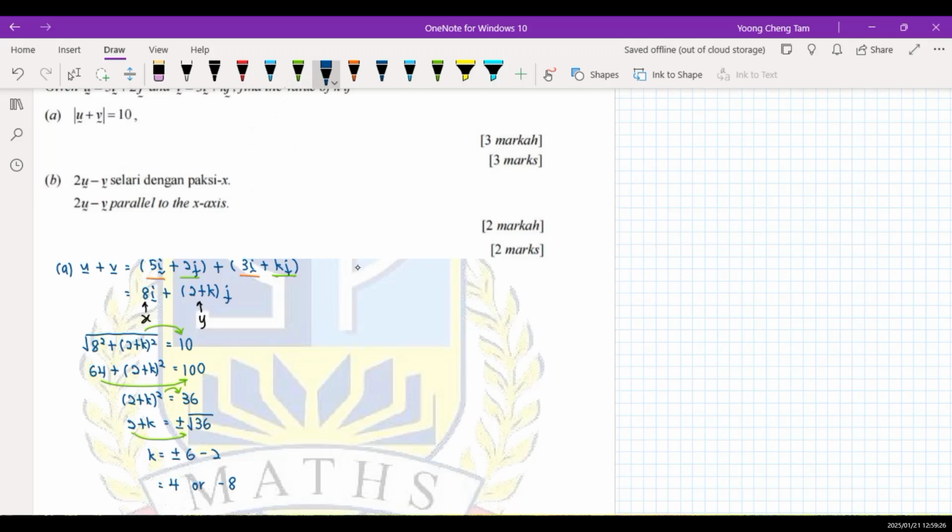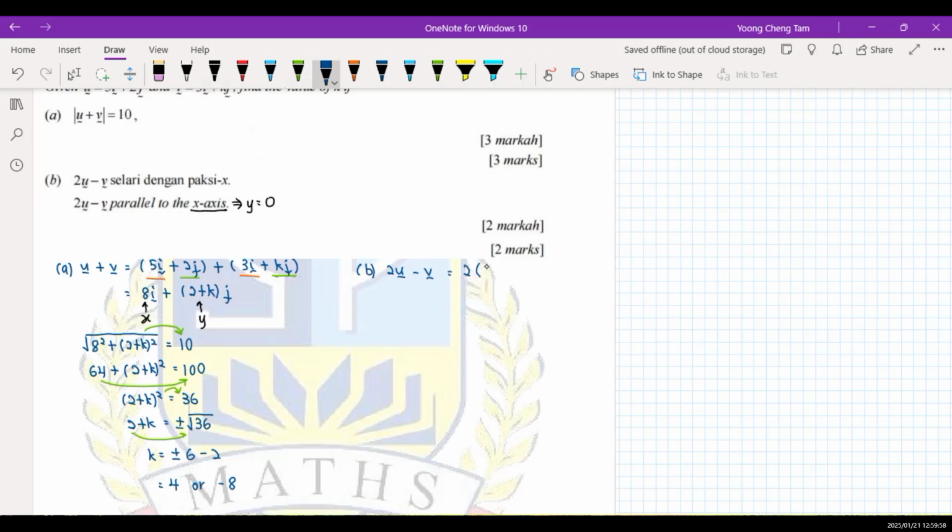Next, let's look at question B. 2u minus v parallel to the x-axis. Just now we had the question which is y-axis. So now x-axis, remember the equation for the x-axis is y equal to 0. Of course, the y-axis is x equal to 0. Now let's find 2u minus v first. So substitute for the vectors u and v.